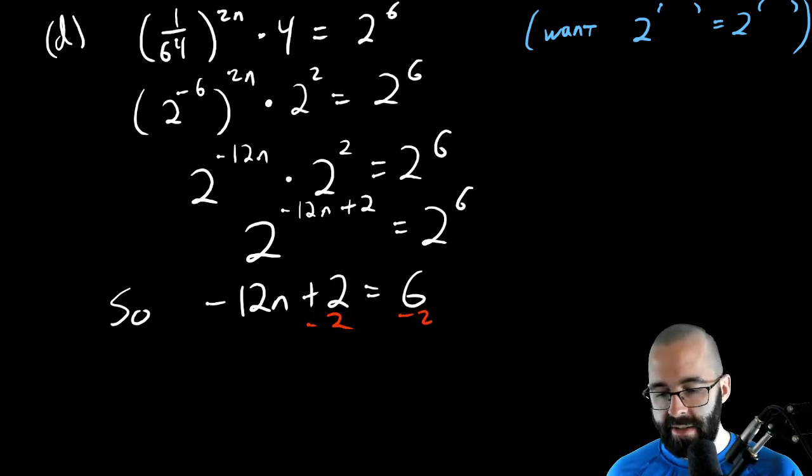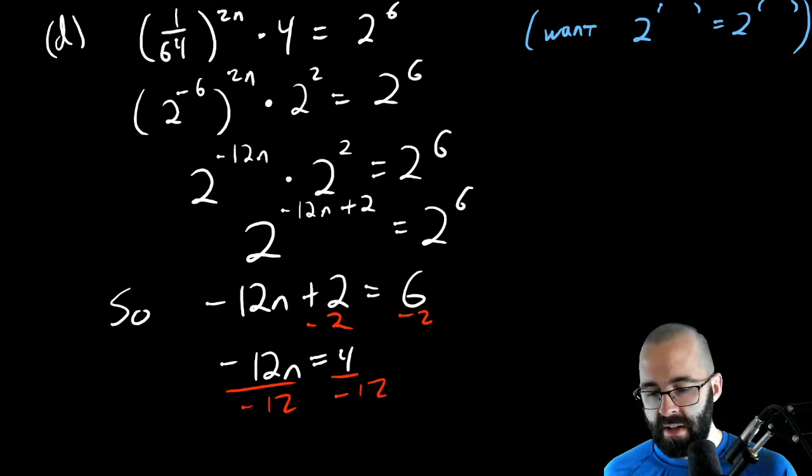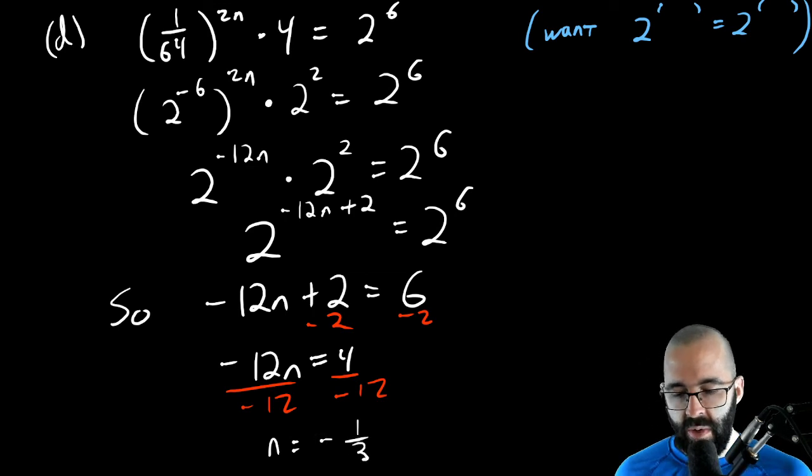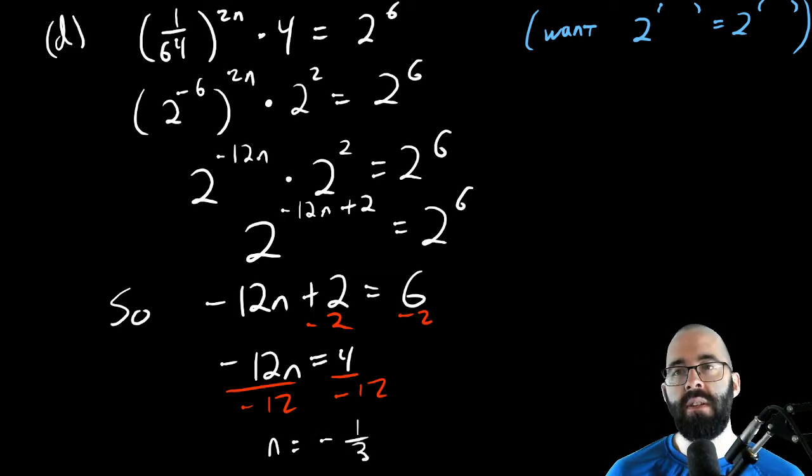Subtract 2 from both sides. That'll give us negative 12n equals 4. Divide both sides by negative 12. And you should get that n is negative 4/12, which is negative 1/3. We can check our answer.